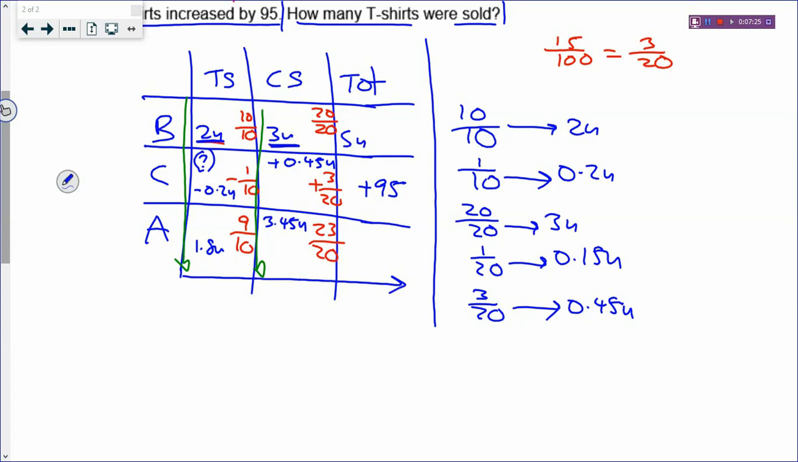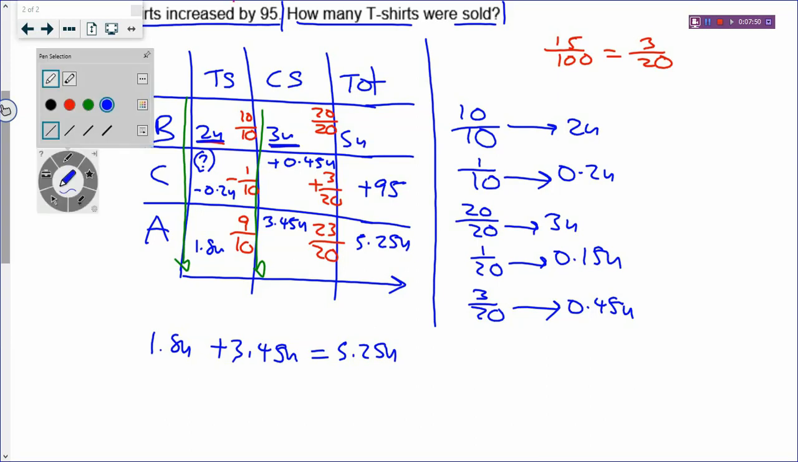So let's write down how many t-shirts in the end, 1.8 units. And then how many collar shirts in the end? That will be 3.45 units. And that will give you the total in the end. So 1.8 plus 3.45, you will get 5.25 units in the end. So that is the total shirts in the end. Okay? All right, then you study the table.